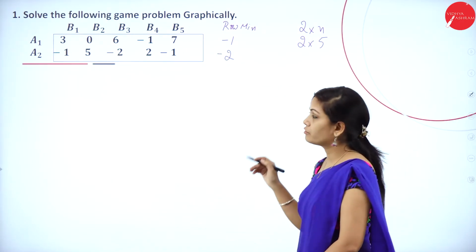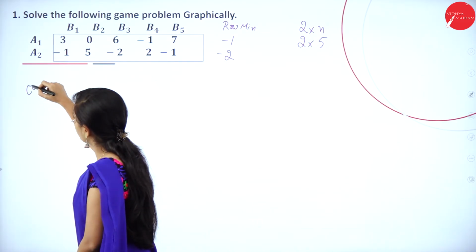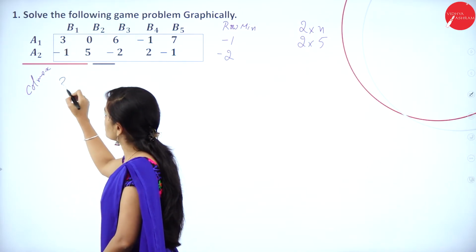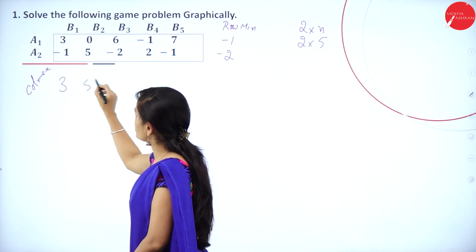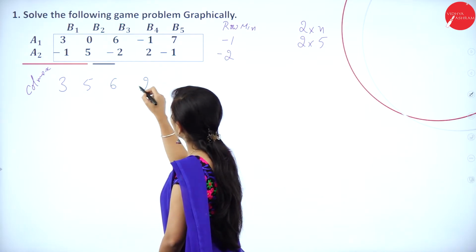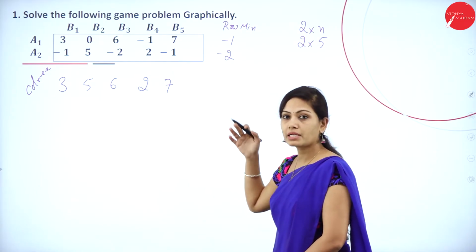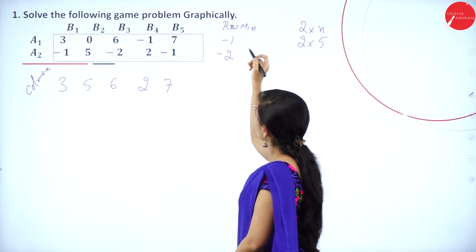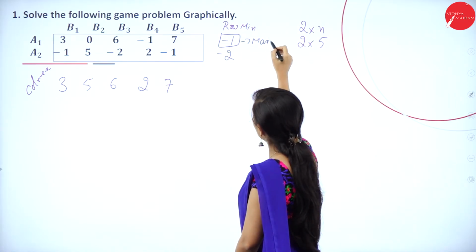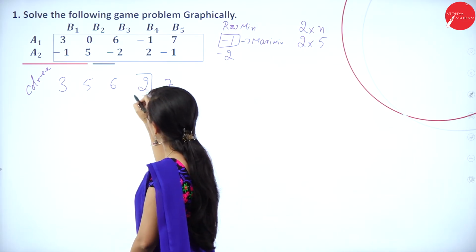And now we can find the column maximum. So now I will find out the column maximum value. In the first column, the highest value is 3. In this column, the highest value is 5. In the third column, the highest value is 6, then 2, and then 7. So now easily you can find out the minimax and maximin value. In the row minima, the maximum value is minus 1. So this is the maximin value. And here the minimax value is 2.